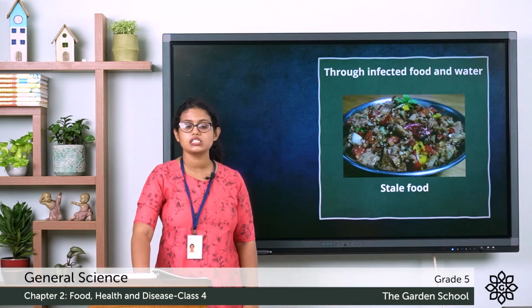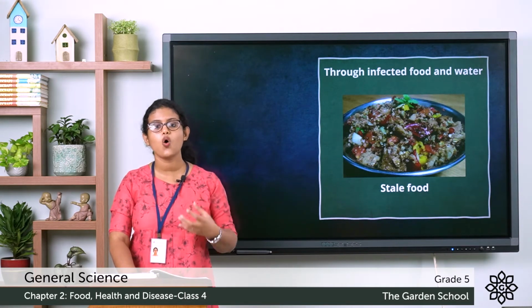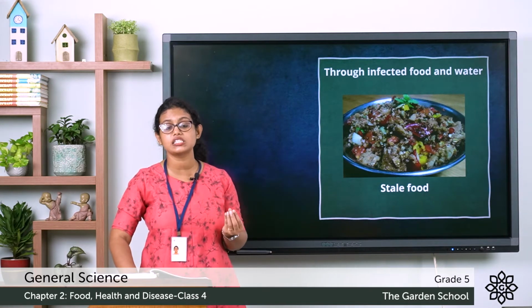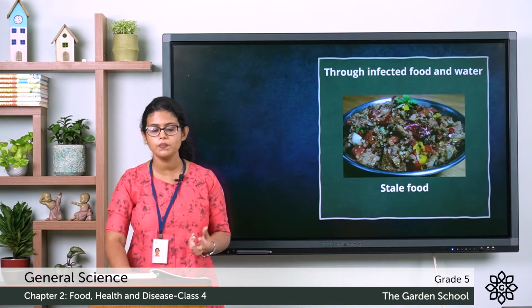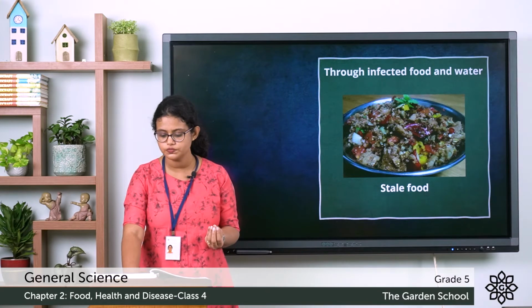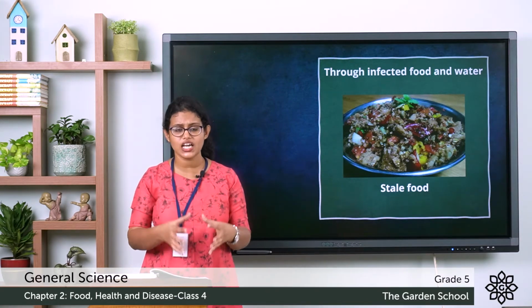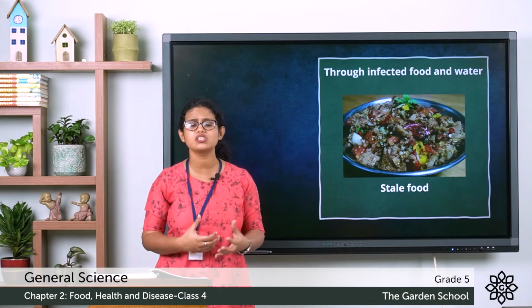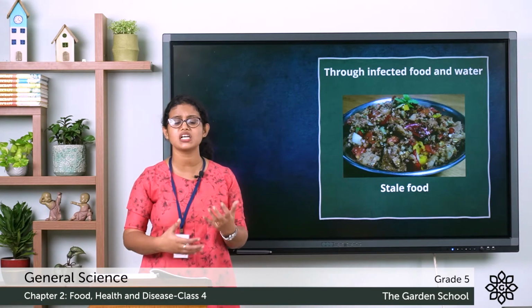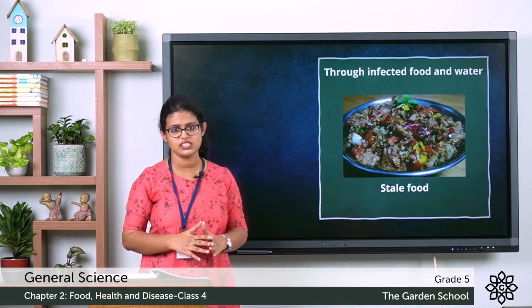The next one is stale food. Germs grow in overripe fruits and stale food. So we should not eat food from outside vendors where they keep food open and where they touch the food with unclean hands, because that can cause diseases. Germs are transferred into the food and it causes diseases.